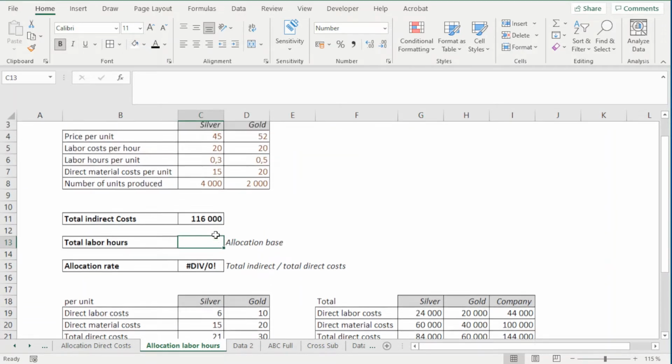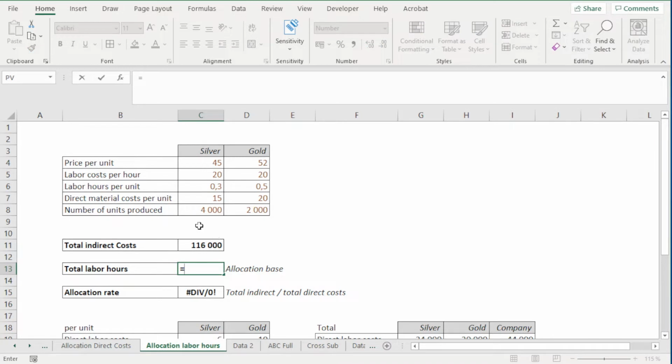The total labor hours are the labor hours per unit for product silver times the production quantity of this particular product, plus the labor hours per unit of product gold times the number of units produced of this product. So we see I always took the hours per unit times the number of units for all the products, and I added them up. If there are many products, there is a simpler way to do this.